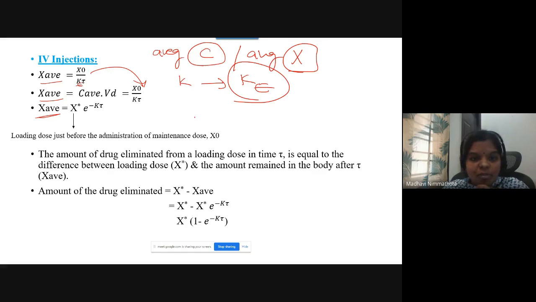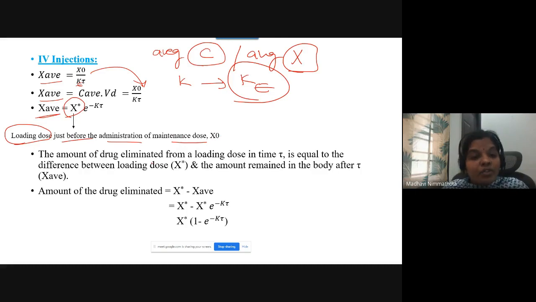X naught is nothing but your maintenance dose, right? So X star is nothing but the loading dose which is given just before you administer your maintenance dose. So first you need to administer the loading dose, then you can take the maintenance dose. So your X star is the loading dose and X naught is the maintenance dose.